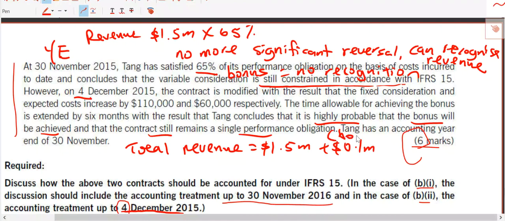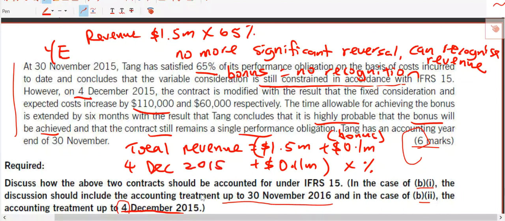Okay, so this is the bonus. And also add additional revenue, times the percentage of completion. This is for 4th of December 2015. But 30th November, 4 days before that, at the year end, we only use 1.5 million to do the calculation.